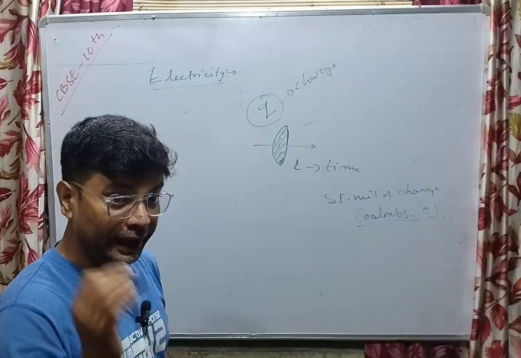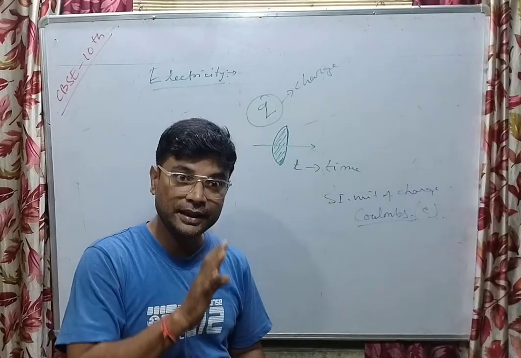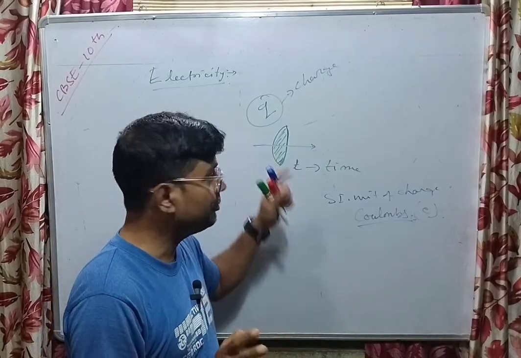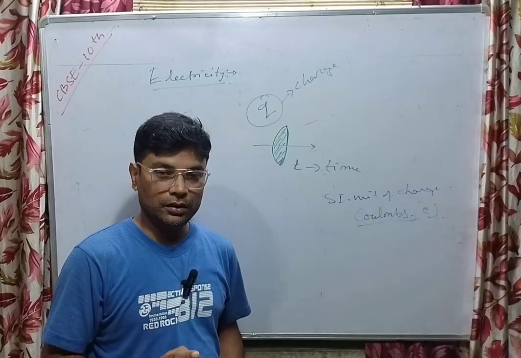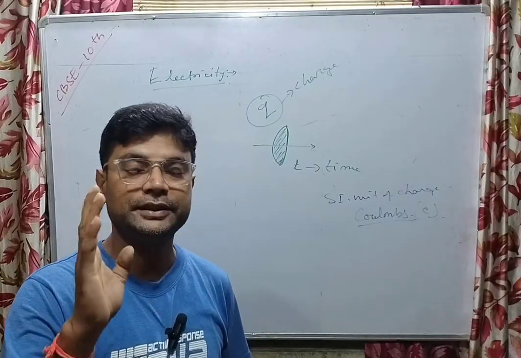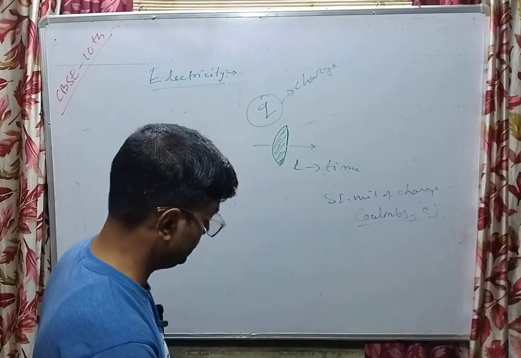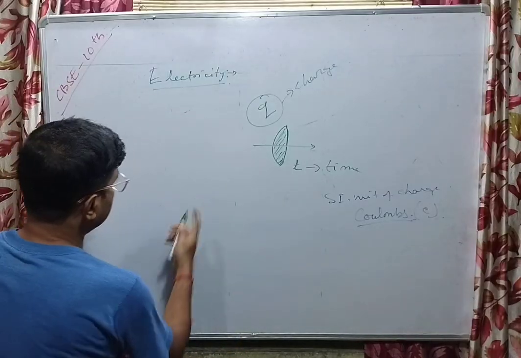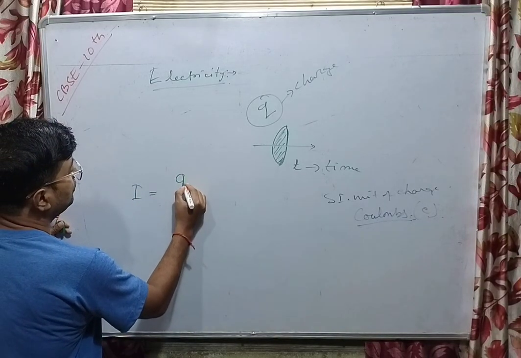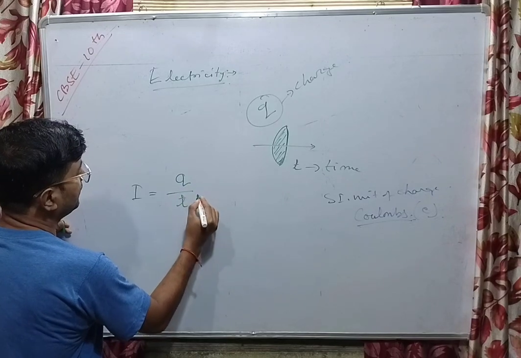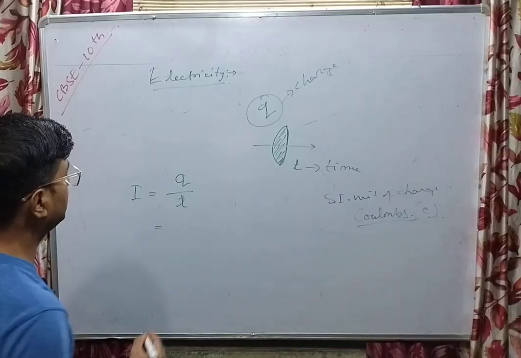Okay, in 1 second, the amount of charge that passes through a cross-sectional area of the conductor is the electricity, the electric current, the amount of electric current. Okay, then electric current is represented by capital letter I. I is equal to Q by T. I is equal to Q by T.